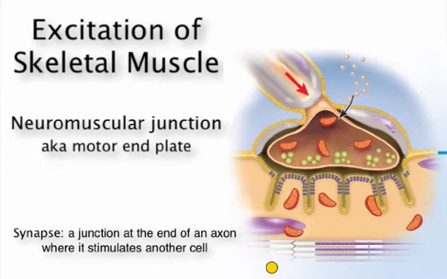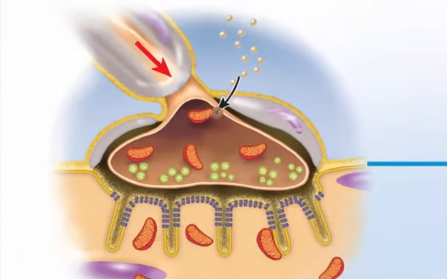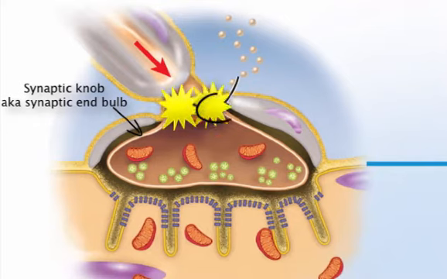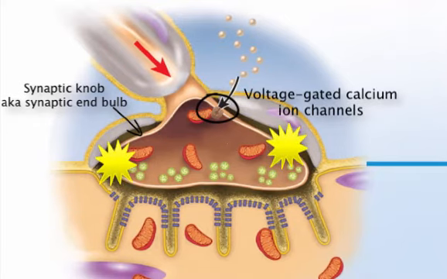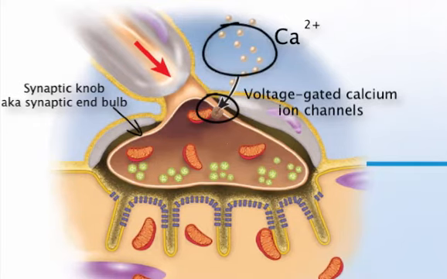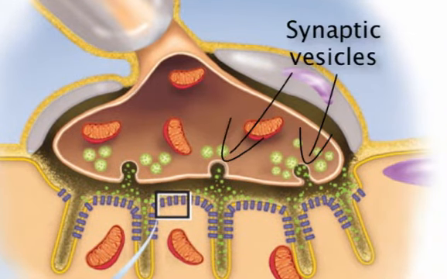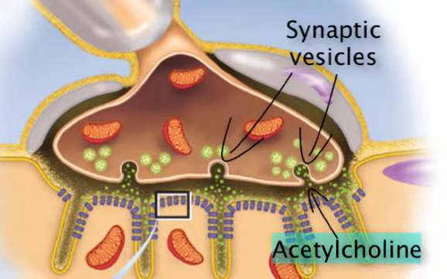We can look at excitation as a step-by-step process. It begins with the nerve signal in the motor neuron reaching the synaptic knob and stimulating the opening of voltage-gated calcium ion channels. Since calcium ions are higher in concentration outside the cell, they diffuse into the synaptic knob. The calcium ions trigger the exocytosis of vesicles containing a neurotransmitter called acetylcholine.